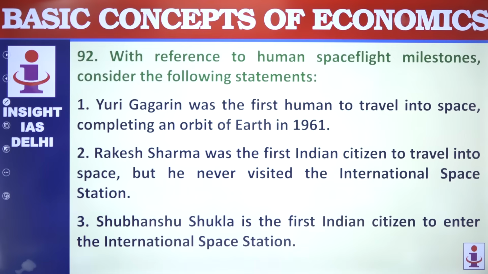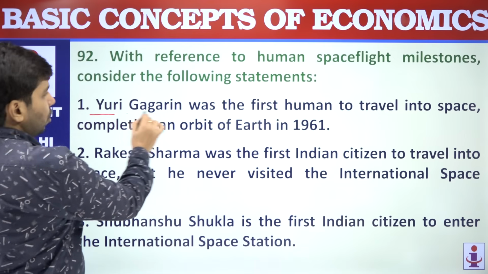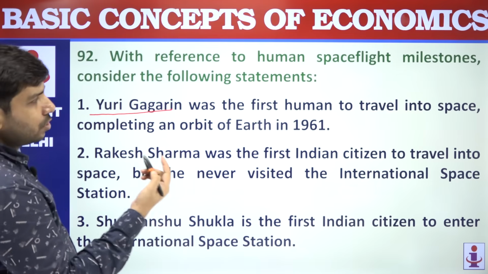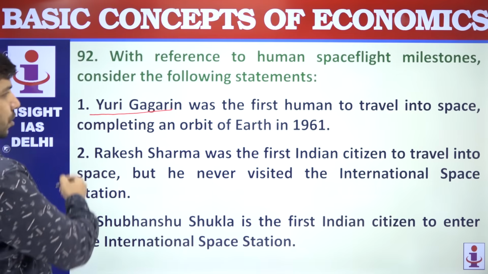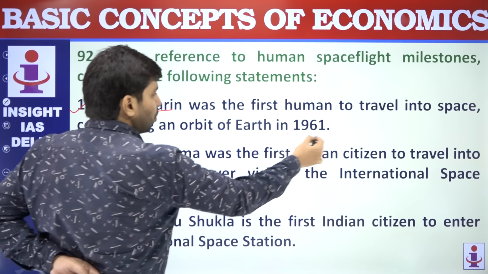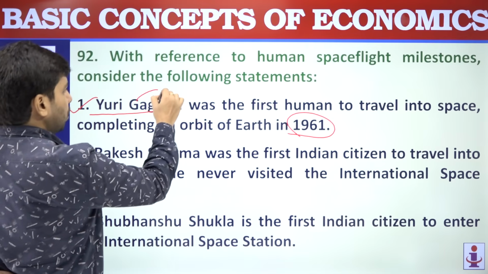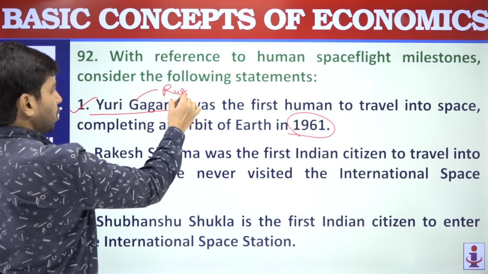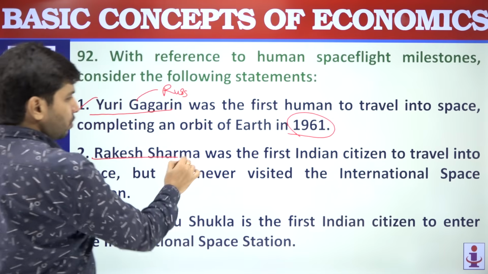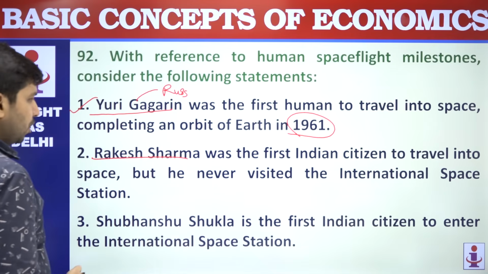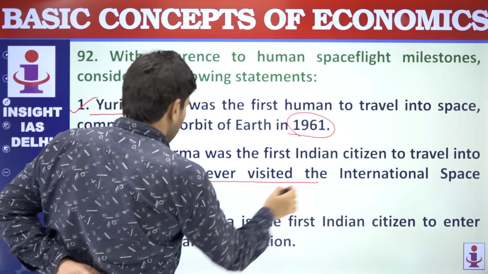Yuri Gagarin, this question is very good for facts in related information. Yuri Gagarin, first human to travel into space. Please do remember the year. Yuri Gagarin was of Russian origin. He was a Russian. Rakesh Sharma was the first Indian citizen to travel into space, but he never visited ISS.